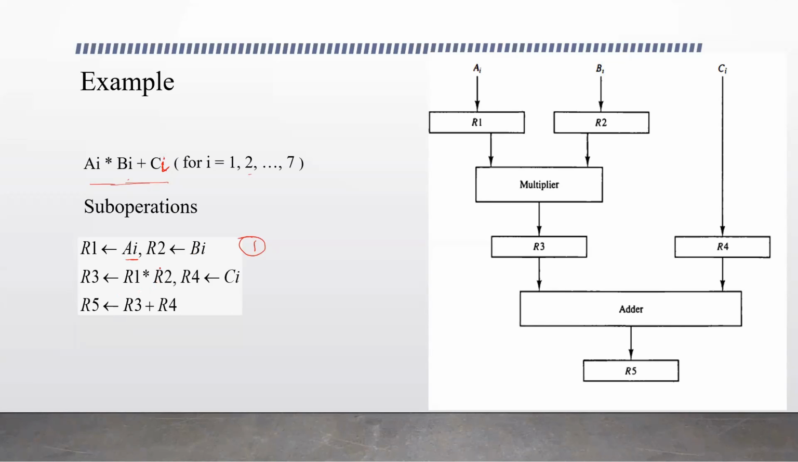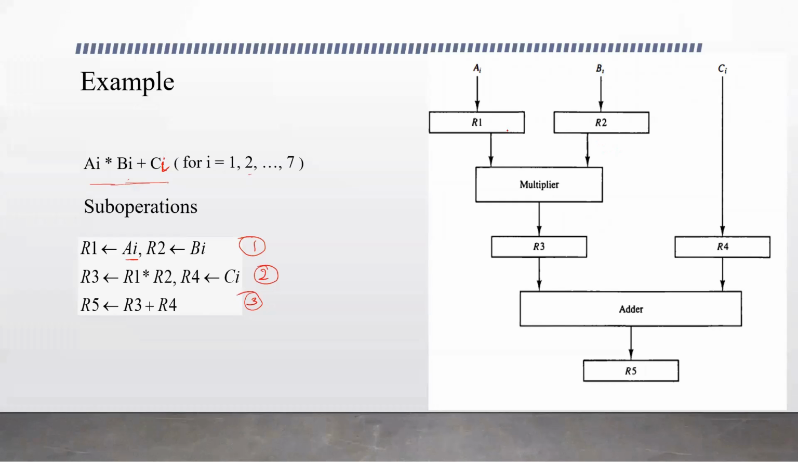And the second sub operation is, now we have Ai, Bi, R1 and R2. These need to be multiplied, multiplying R1 and R2 and storing it in R3. At the same time, Ci is transferred to R4 for addition. This is the second sub operation. And the third sub operation is, we have the result of R1 into R2 in R3 and Ci in R4. So now adding R3 plus R4 and storing it in R5. This is the third sub operation. It is divided into 3 sub operations here.